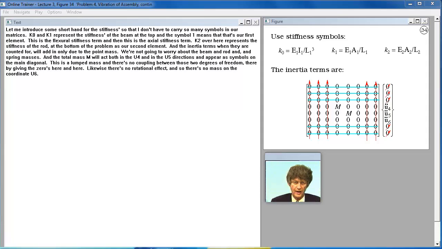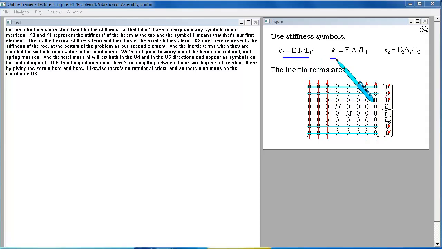Let me introduce some shorthand for the stiffnesses so that I don't have to carry so many symbols in our matrices. K0 and K1 represent the stiffnesses of the beam at the top, and the symbol 1 means that that's our first element. This is the flexural stiffness term, and then this is the axial stiffness term. K2 over here represents the stiffness of the rod at the bottom of the problem as our second element. And the inertia terms, when they are accounted for, will add in only due to the point mass. We're not going to worry about the beam and rod and spring masses.